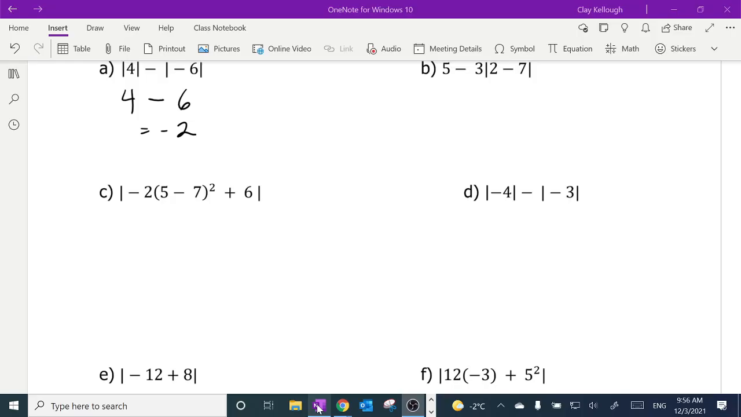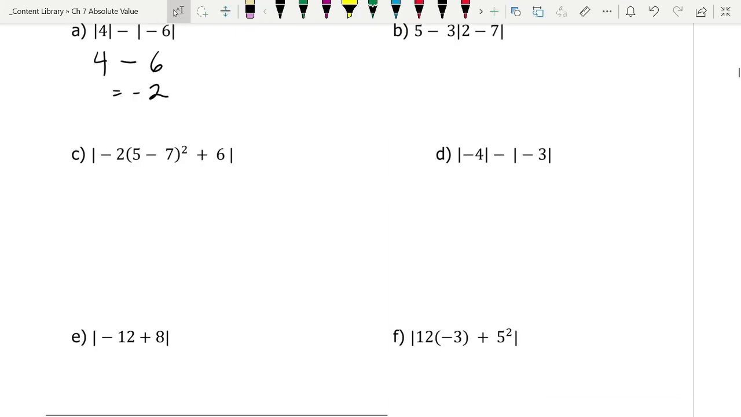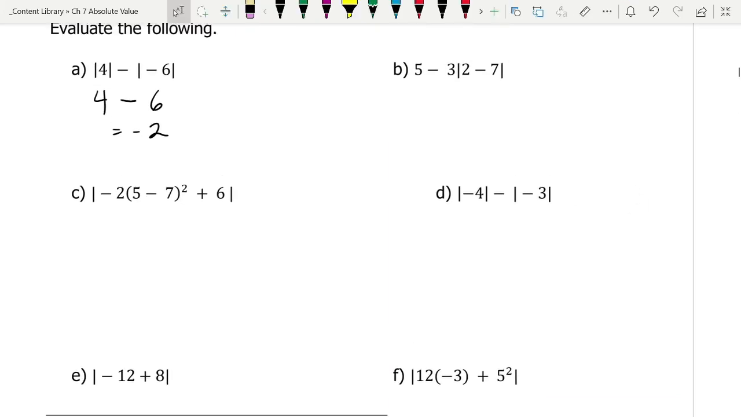All right, how'd those go? Let's run through them real quick here. On B, 2 minus 7 is negative 5, so I'll write that as minus 3 times the absolute value of negative 5. But the absolute value of negative 5 is 5. So what I would do is just switch that. I've dealt with the absolute value bracket, I just switch it to a regular bracket. That's the way I would deal with it.